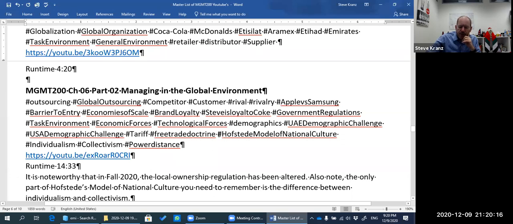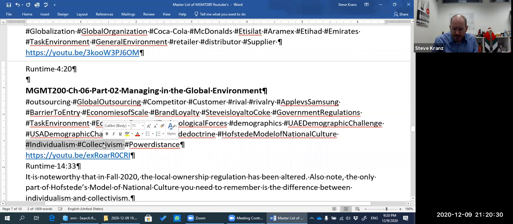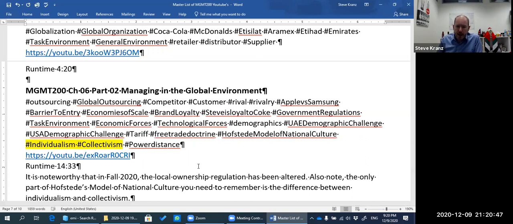One of the things that I don't feel like I covered well enough in the videos is Hofstede's model of national culture. He talks about five different dimensions of national culture, but the two I wanted to bring up are individualism and collectivism. This is an interesting difference between the UAE and my culture. The UAE very much has a collectivist culture, meaning people in the UAE view things as doing what's in the interest of society.